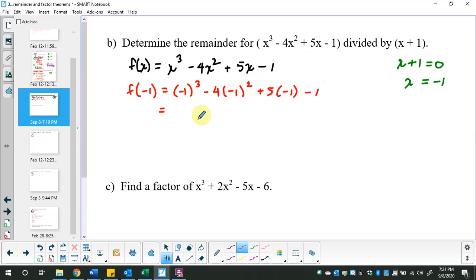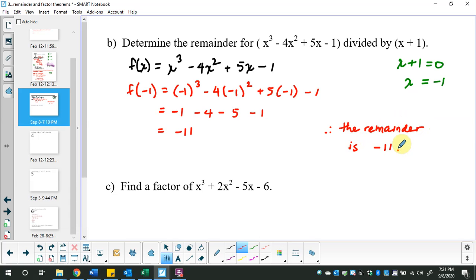It's also a little environmentally friendly. And I don't care about the answer, I only care about the remainder. So this is negative 1. I'm going to do it a little bit quicker here. This is positive 1 times negative 4 is negative 4. This is negative 5 minus 1. So that answer is negative 11. And the answer to this question is therefore the remainder is negative 11.